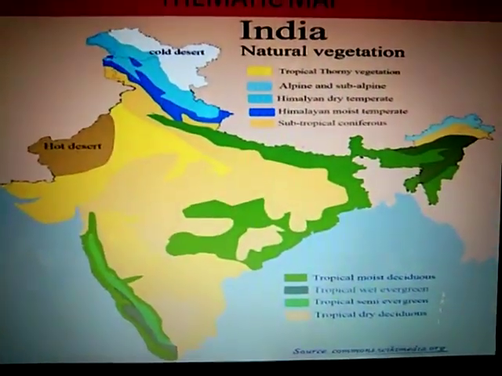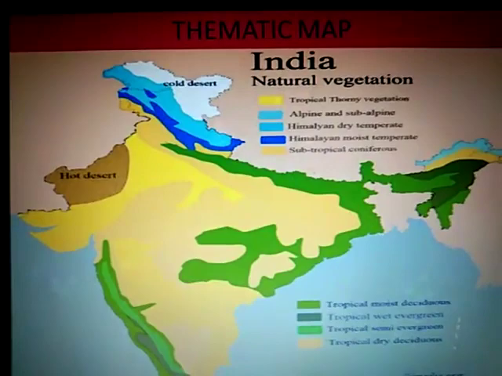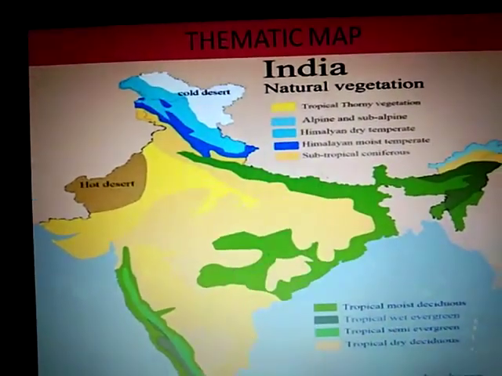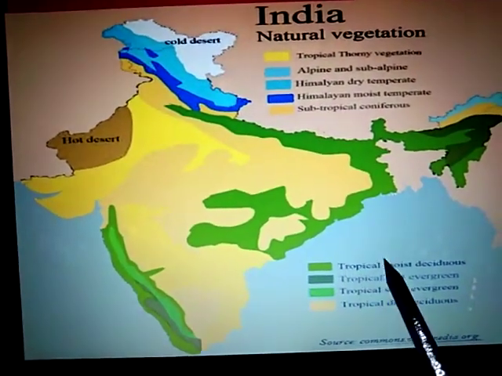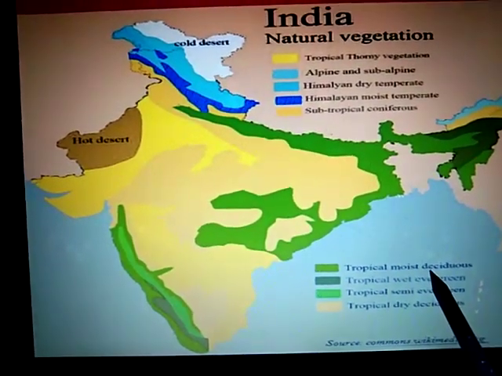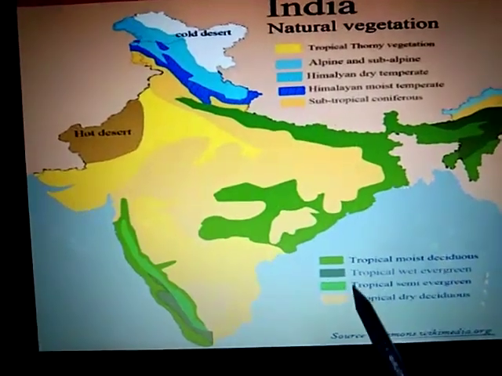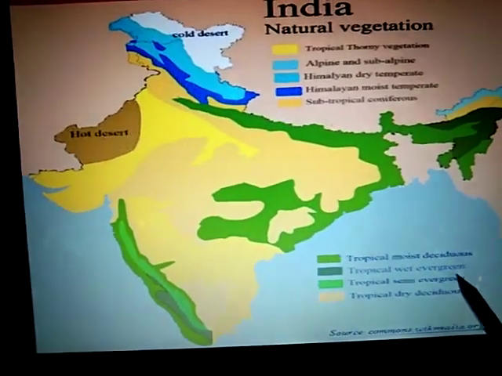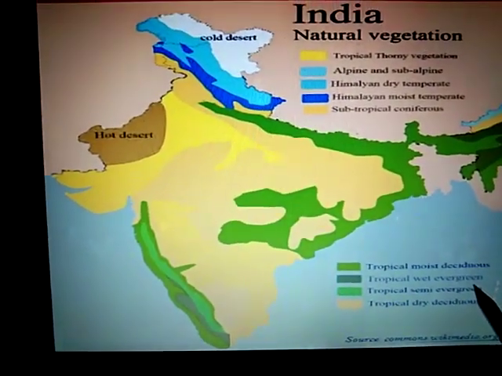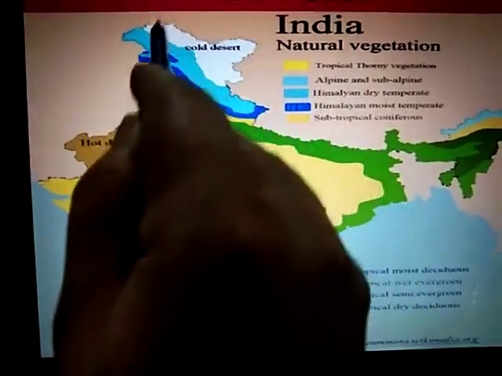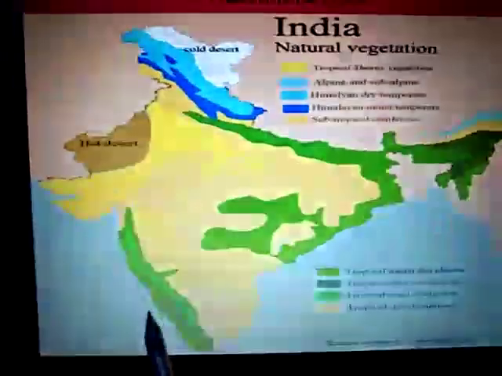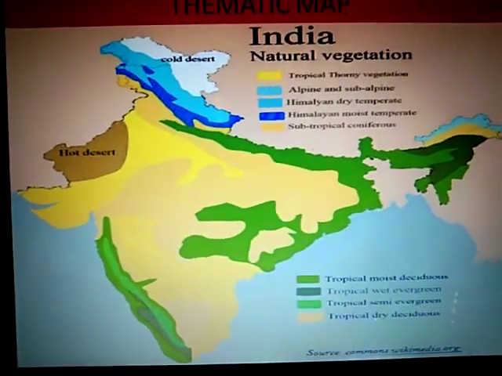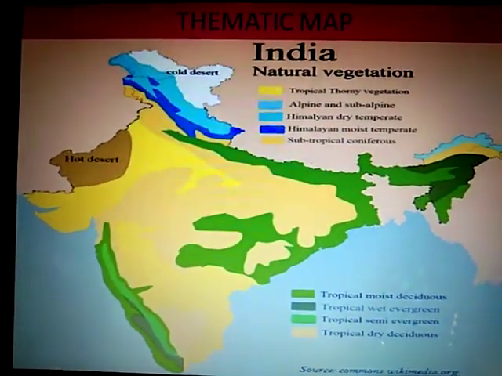And lastly, here I can show you the thematic map of India. It is the natural vegetation map. The dark green parts show you the moist deciduous forest. Here the light green part shows you the semi-evergreen forest. It is a kind of natural vegetation. The white part here shows the cold desert, and this part shows you the hot desert. You can closely observe the thematic map.